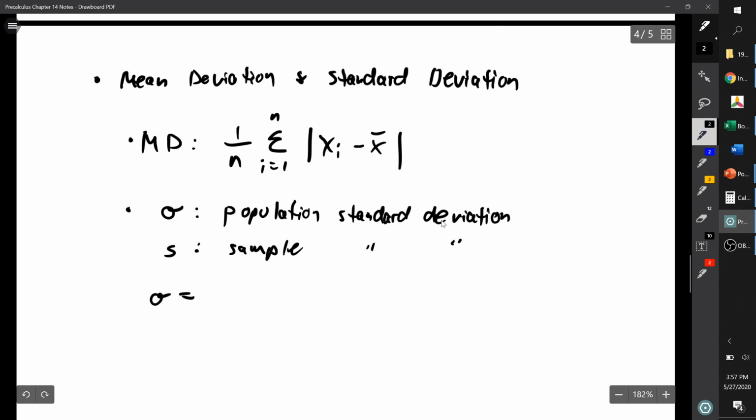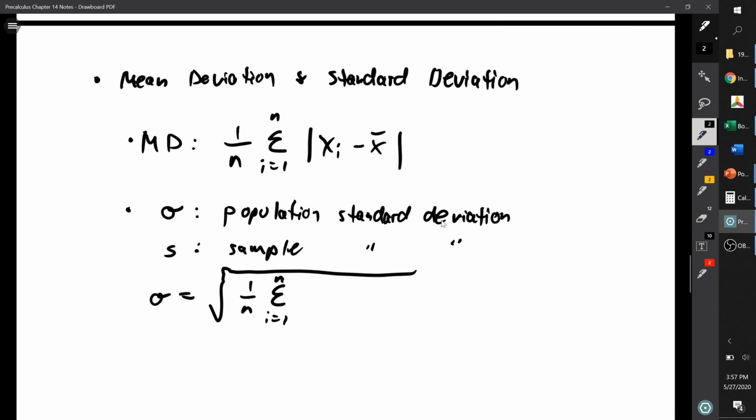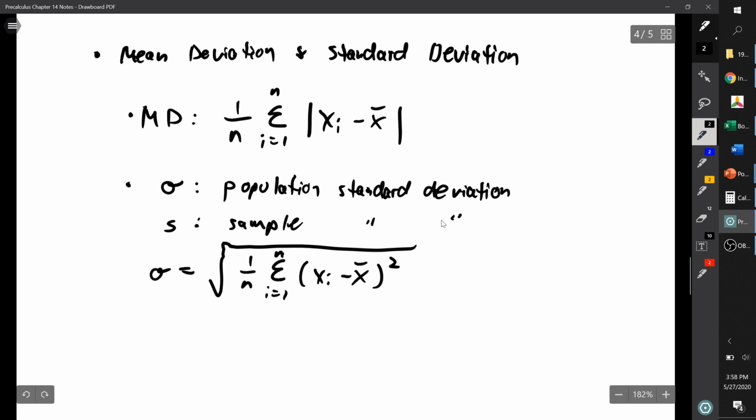We get sigma equals, now check this out. I'm going to take the formula that I started with, but put it inside of a square root, and I still have my 1 over n and my sum from i equals 1 to n. But now, instead of absolute value, it's going to be parentheses x sub i minus x bar, parentheses squared. So it's nearly the same thing, just a little bit different.